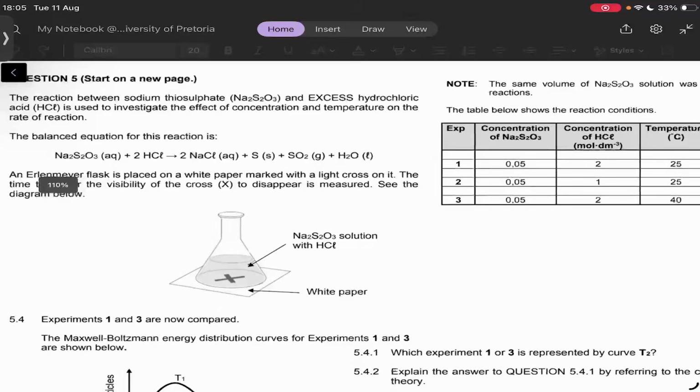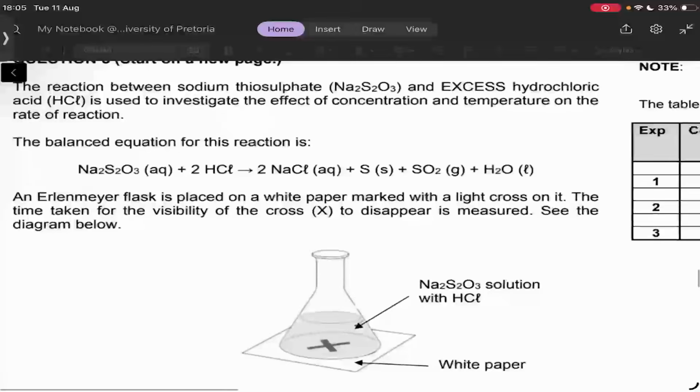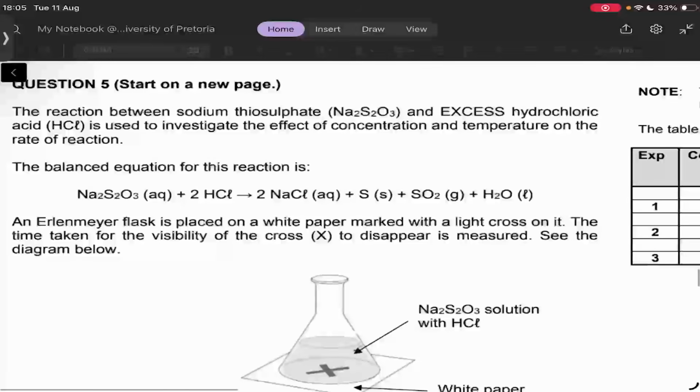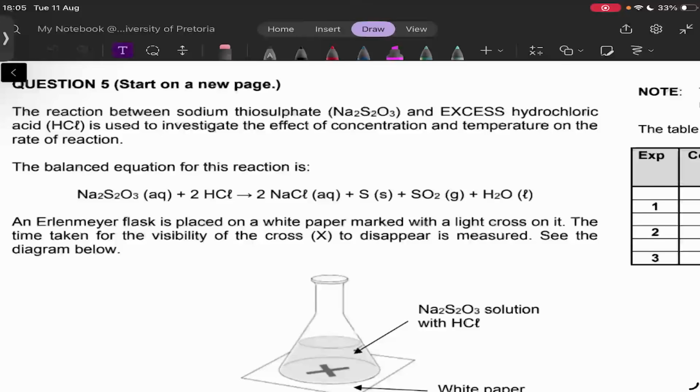You guys can see the words on screen, right? But I'll just zoom in just to read the whole scenario. So question 5 reads as follows. The reaction between sodium thiosulfate and excess hydrochloric acid is used to investigate the effect of concentration and temperature on the rate of reaction. So right now, I'm quickly going to highlight excess hydrochloric acid. That's very important. We cannot forget that. Excess hydrochloric acid. And now we have the reaction given over there.